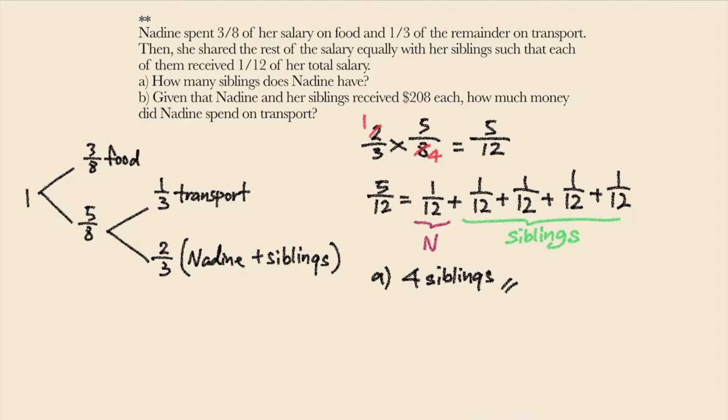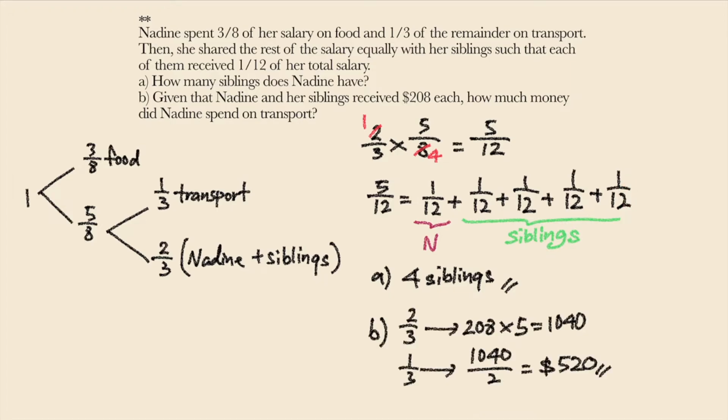Okay, each share being 1 over 12. Given that Nadine and her siblings received 208 each, whoa, that means 5 units here represent 208 times 5 because each represented $208. So therefore, what's 2/3 here? 2/3 would be 208 times 5, 1040.